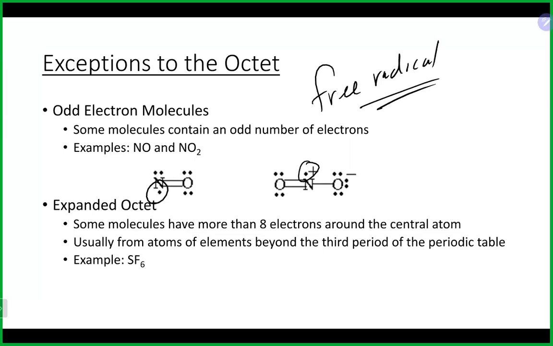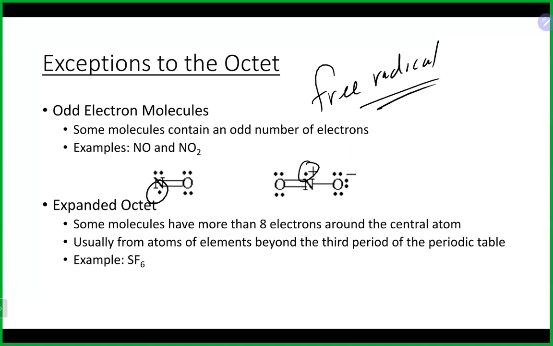They happen a lot in atmospheric chemistry with chlorine. They are very, very reactive because, frankly, they are missing an electron, so they want to fix that. So they're very, very reactive types of compounds. So that's another exception to the octet rule, which you will never have to draw in here, either of those.